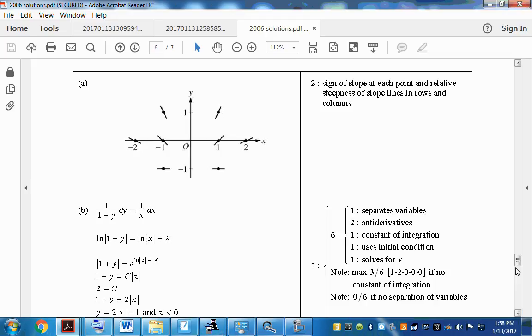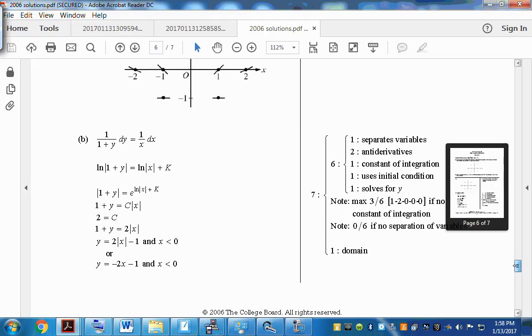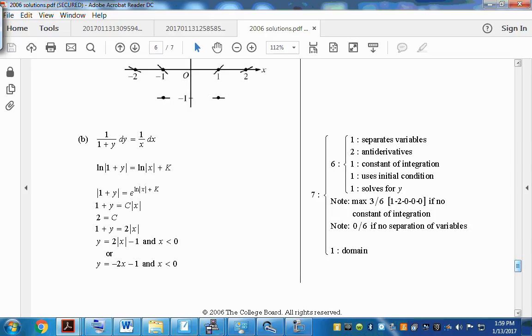And then this is what we did before, right? Separate, integrate, and they go through the whole solution here. I don't know that we need to go through this whole thing, but there was the absolute value. Okay.